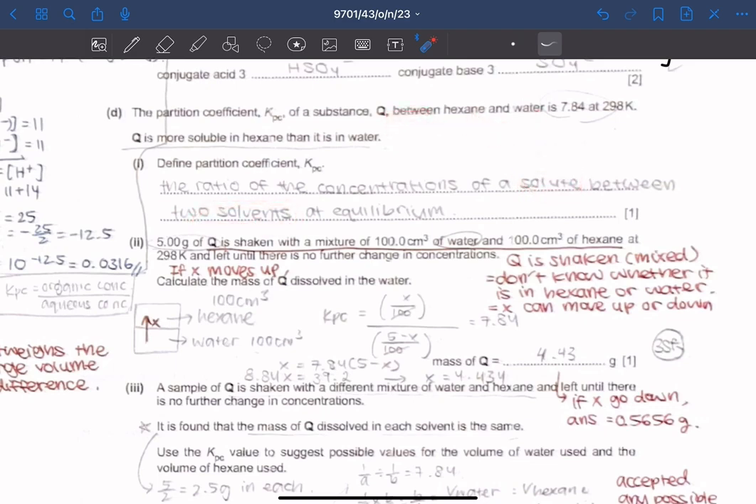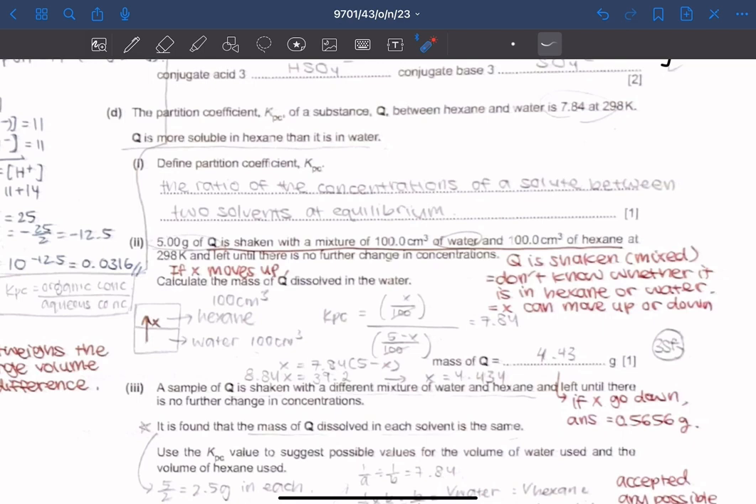So the substance Q is usually stated in the question, whether it is initially placed in water or initially placed in hexane. But in this question, it just states that 5 grams of Q is shaken with a mixture of 100 cm cube of water and 100 cm cube of hexane at 298 K. So it's just immediately shaken. So we don't know whether Q is initially in hexane or initially in water. It's just mixed in both of them.